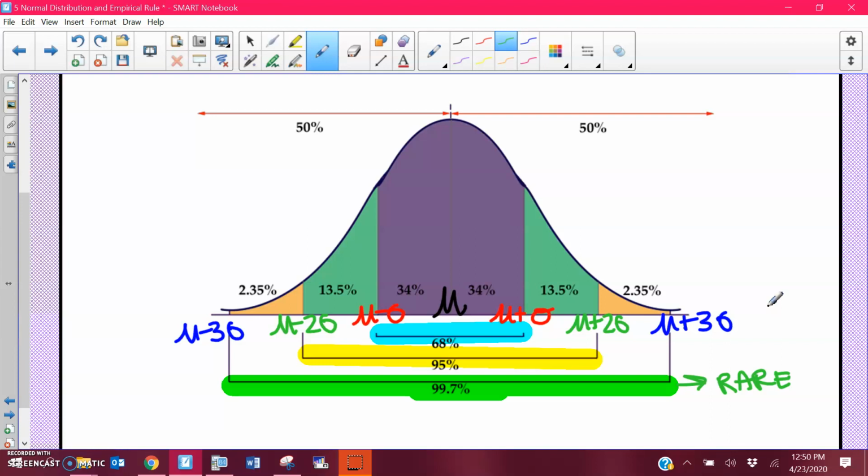Again, I'm not saying that only 99.7% of your data is there. The whole data is represented here. It's just that some of your data is more or less unusual to see in this case.